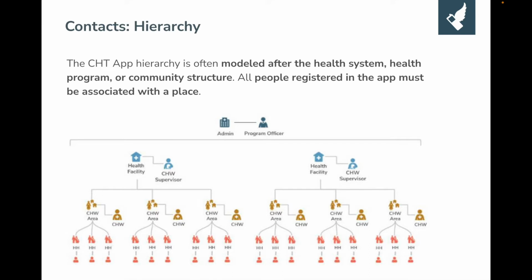A brief overview of key concepts. Contacts are people or places that are created in the CHT application. People are both patients in the system. They can be users of the system, such as community health workers or nurses or supervisors of community health workers. Places represent either an actual physical location, such as a health facility, a clinic, or a grouping, such as a household, a CHW area, or a community health unit.